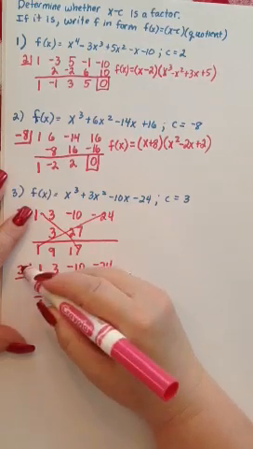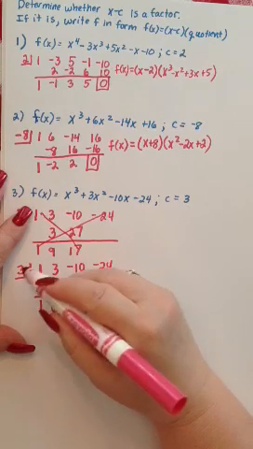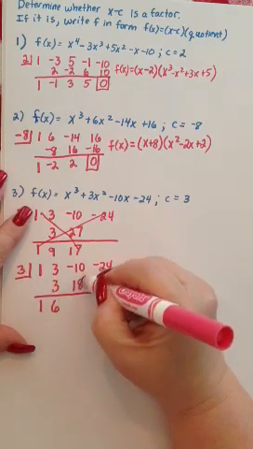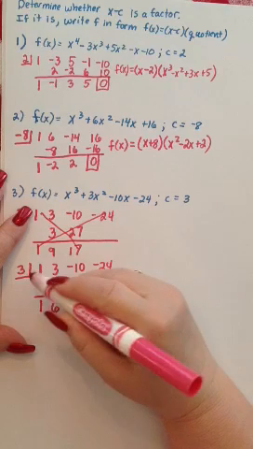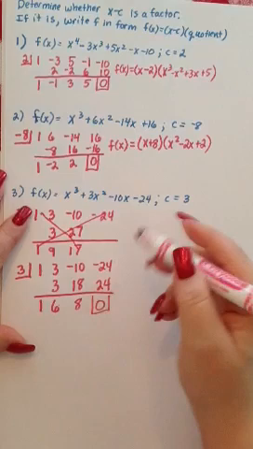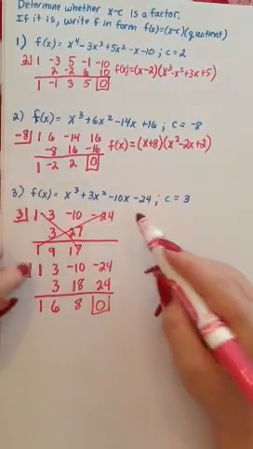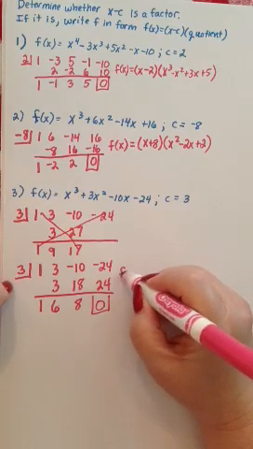Bring down the 1. 3 times 1 is 3. 3 plus 3 is 6. 3 times 6 is 18. Add your column, you get 8. 3 times 8, 24. So yes. Okay, don't multiply like I did there. That was an example of how not to do it, but it's okay.